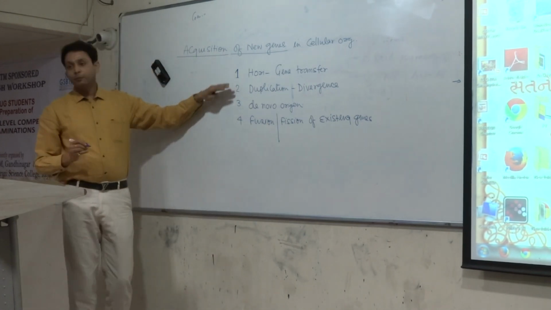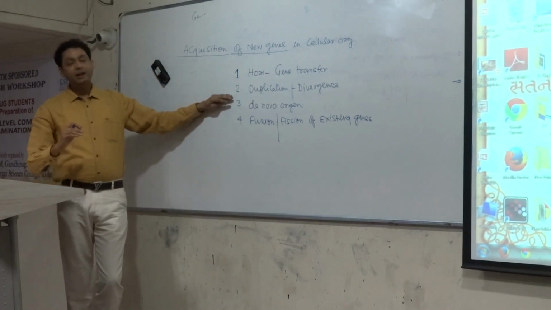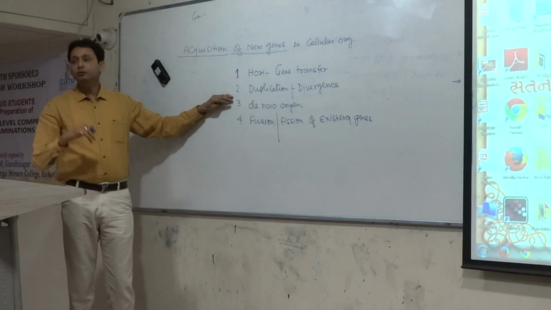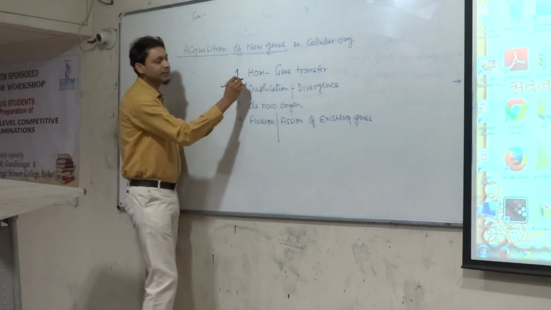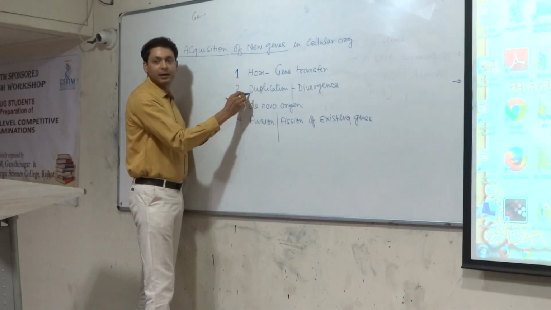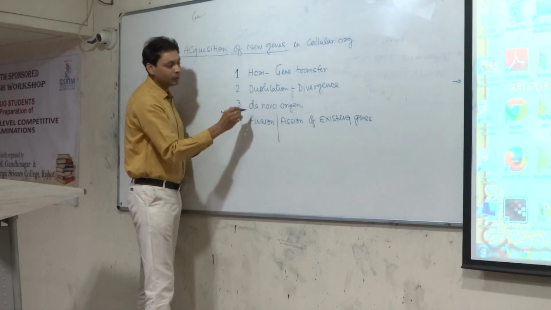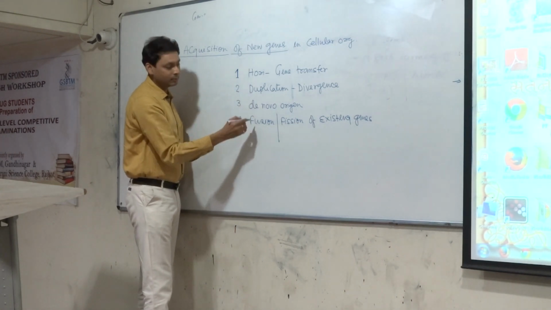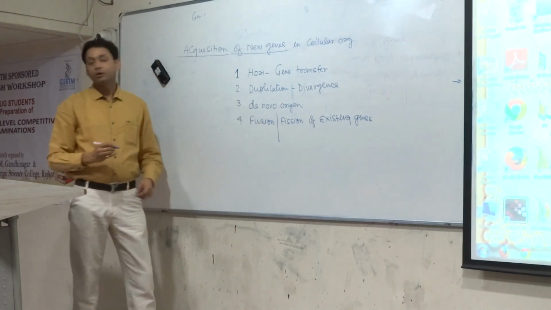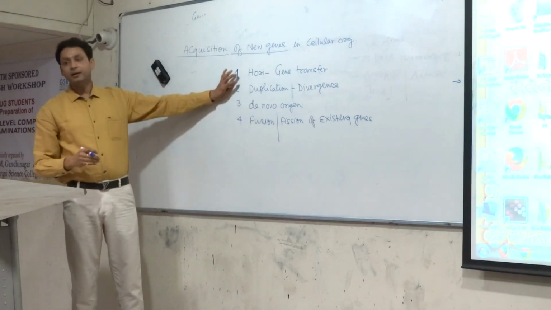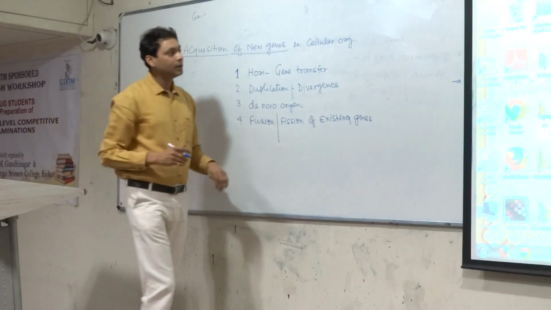So these are the different processes by which a cellular organism can acquire new genes. One is horizontal gene transfer, duplication and divergence of the existing gene, de novo origin of the gene, and the fusion and fission of the existing gene. So first, take the case of horizontal gene transfer.